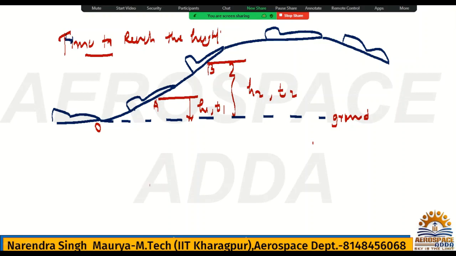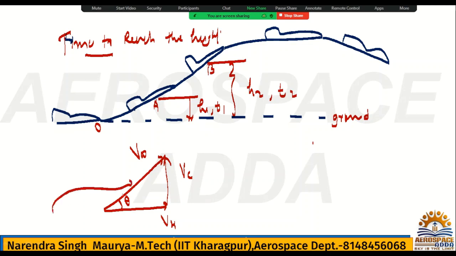To reach from one position to another position, time taken is T1, T2, as I told you, point A and point B. Your climbing triangle, I already explained. In the climbing triangle, this is theta, this vertical velocity is VC, this is the horizontal speed, and this is the aircraft speed. This is the velocity triangle.